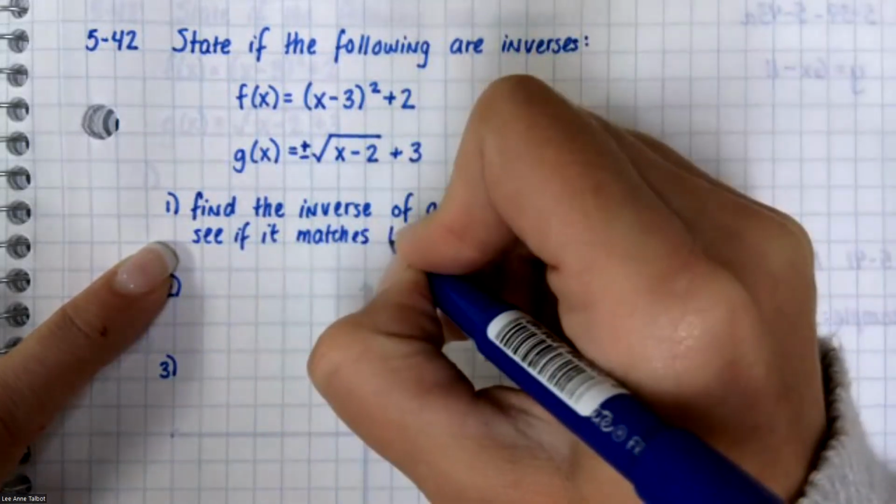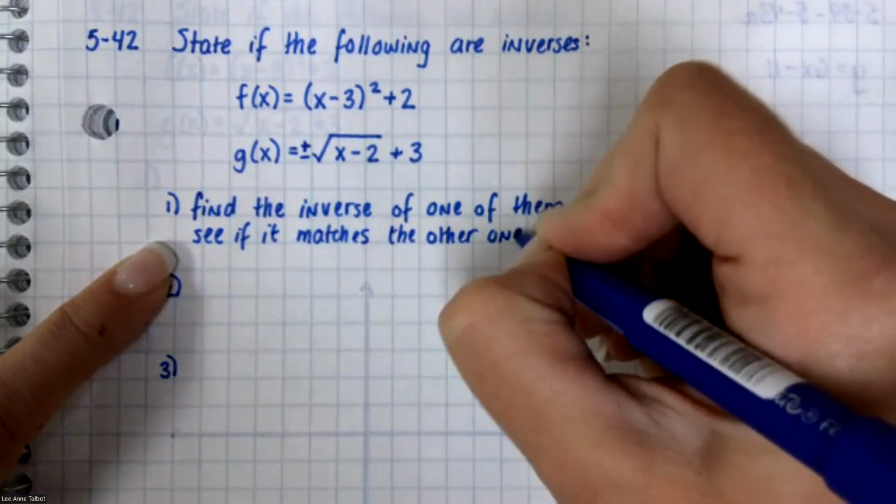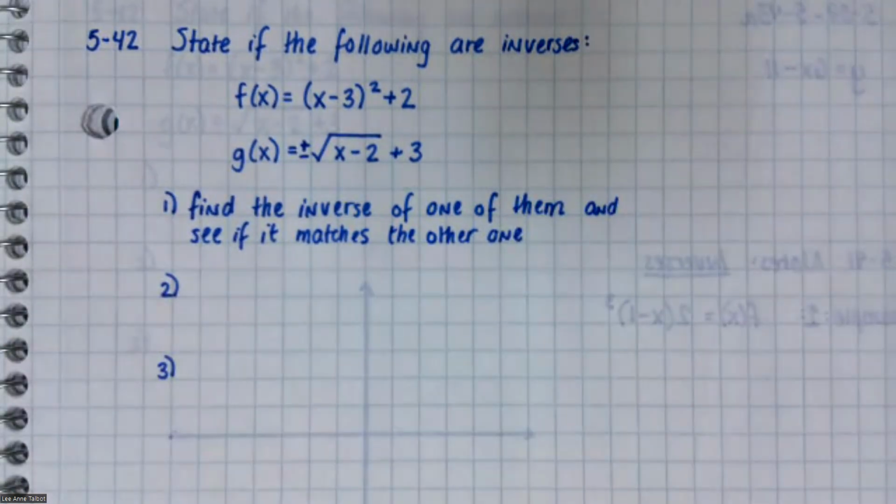And see if it matches the other one. This is kind of obvious. I don't even know why I had to put that in words. But one of the ways that you could do this problem is you could start with f of x. You could list the steps. You can list the backward steps, find the inverse, and see if that's g of x.